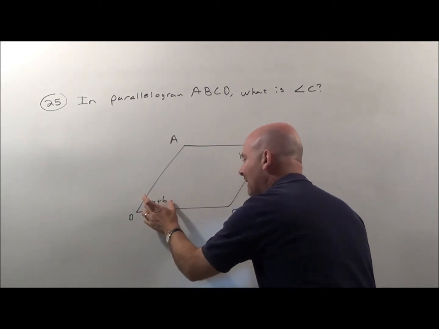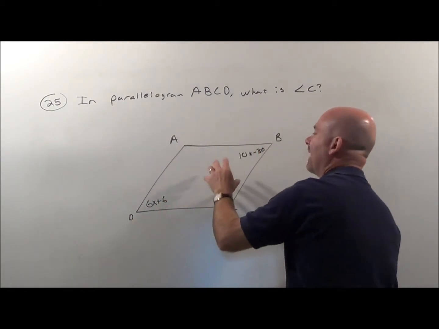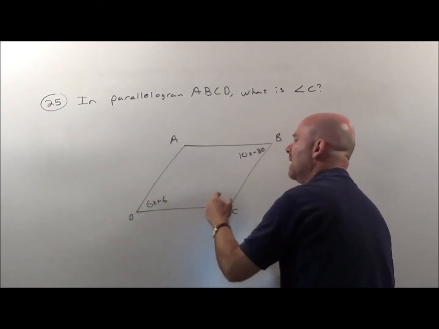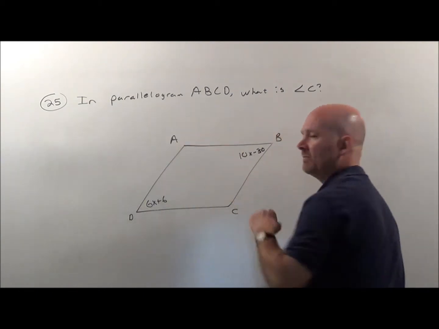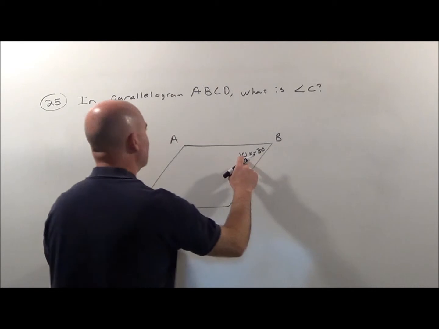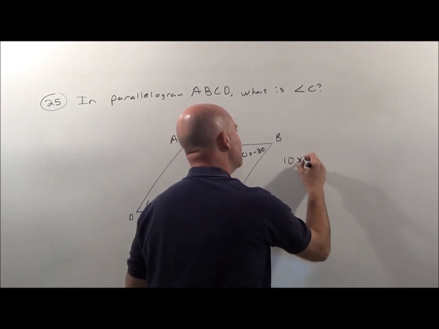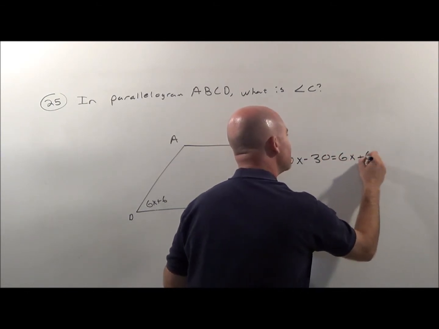So once I get that, I could go through all that rigmarole of doing 360 minus what I have and then dividing by 2 to see how much I have left. No sense in that. Once I find him, I'm just going to do 180 minus whatever that is, and it'll tell me what angle's here, and the same thing up there for that angle. So I'm going to go ahead and set 10x minus 30 equal to 6x plus 6. So we have 10x minus 30 equal to 6x plus 6.